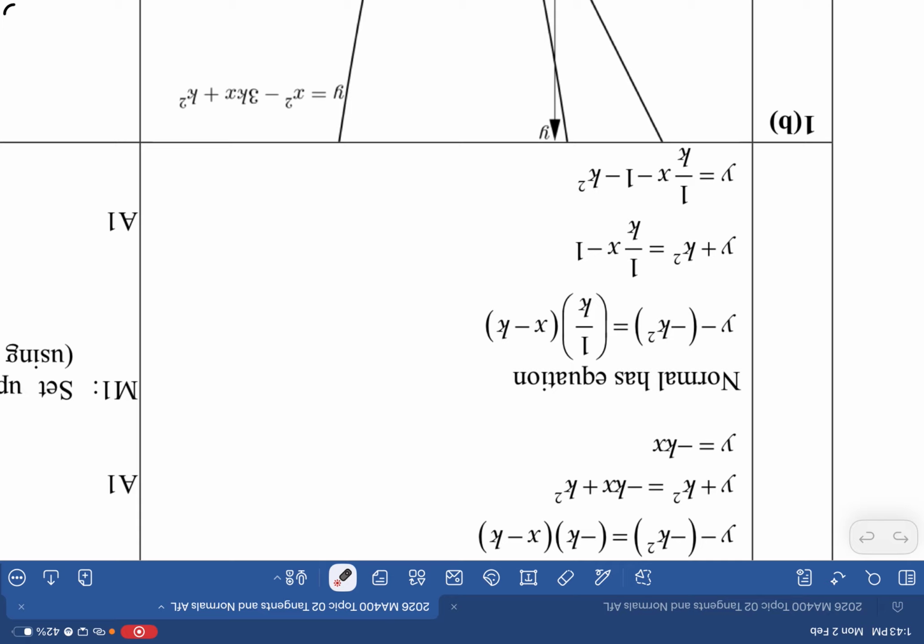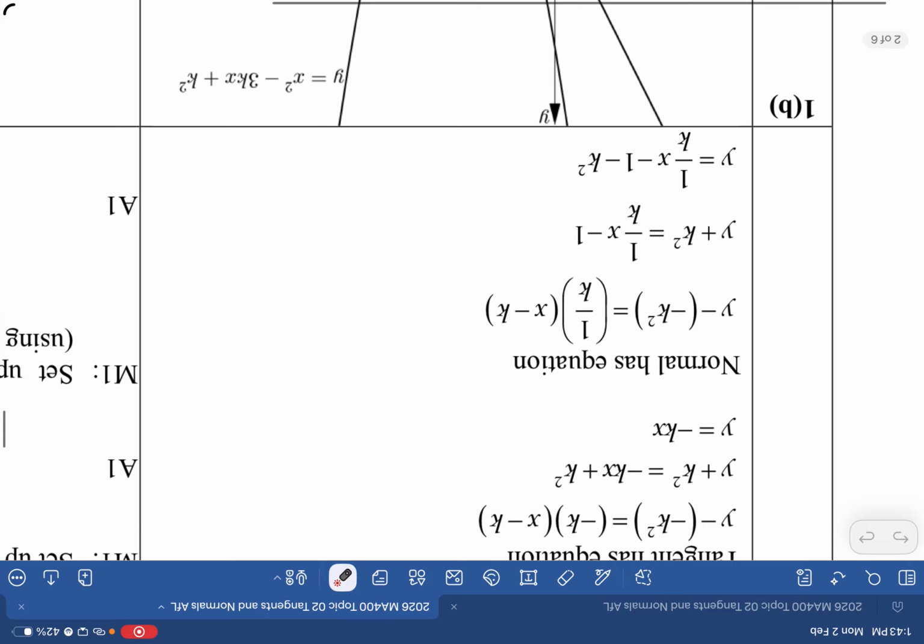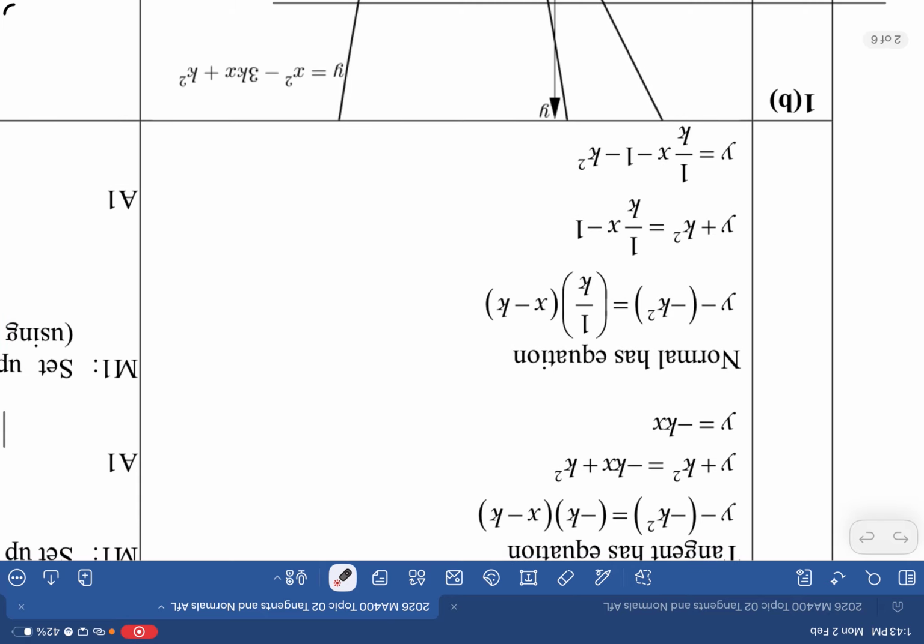Is there a square inside? I think got no square. The square is here, right? The square is here. Okay. Your K looks like H. 2C. 2 part 1.